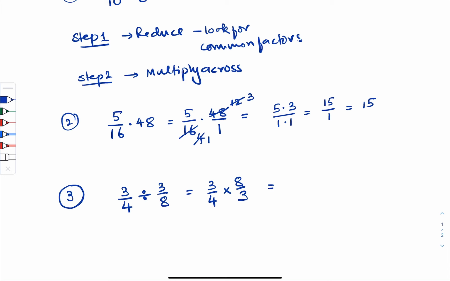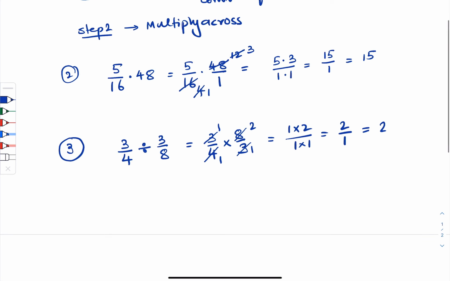Now I'm going to reduce. So 3 and 3 could reduce, give me 1 and 1. And then 4 reduces with 8, leaving behind 2 up there and 1 below. Now I'm going to multiply across. So that's 1 times 2 over 1 times 1, which gives me 2 over 1 equal to 2. Okay. Again, as I mentioned before, feel free to pause the video, work the problems, and then check your solution. Okay. And you can do this as many times as you want. Let's take a look at one more type of problem.